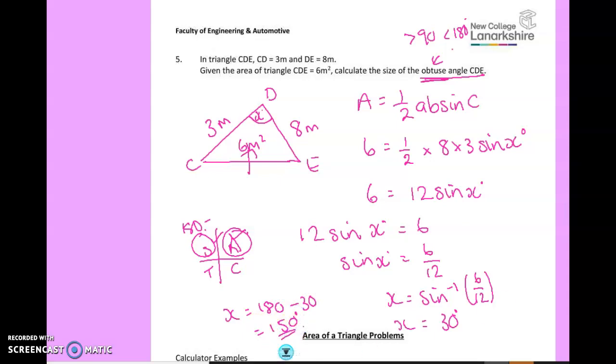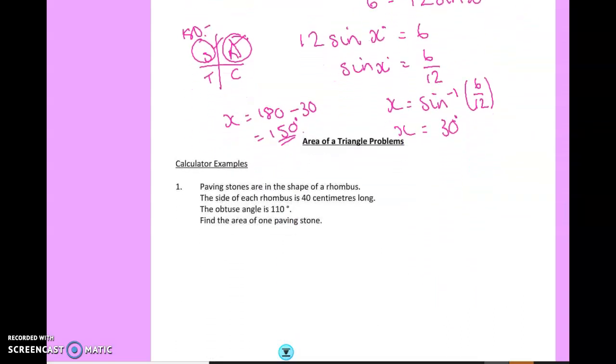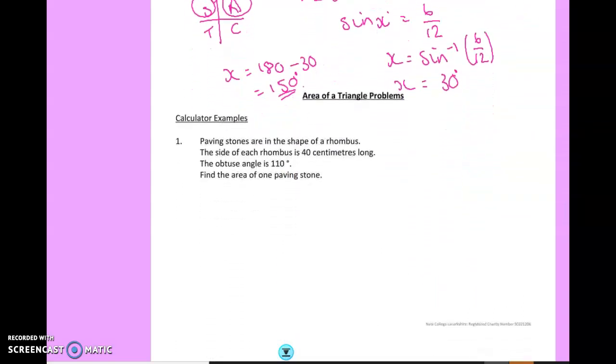Okay, let's try a problem type question then. So paving stones are in the shape of a rhombus. The side of each rhombus is 40 centimetres long. The obtuse angle is 110 degrees. And what we're asked is, find the area of one paving stone.